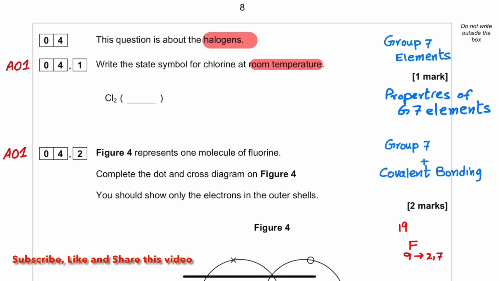Question number 4. This question is about halogens. 4.1. Write the state symbol of chlorine at room temperature.